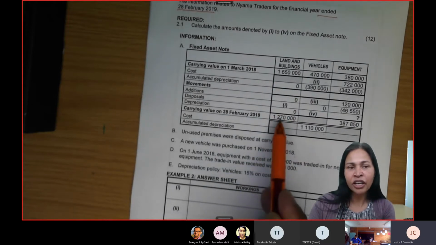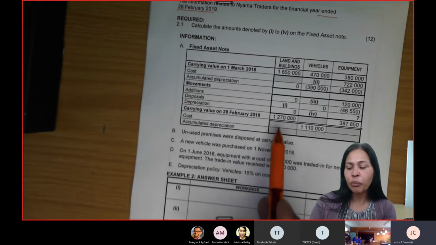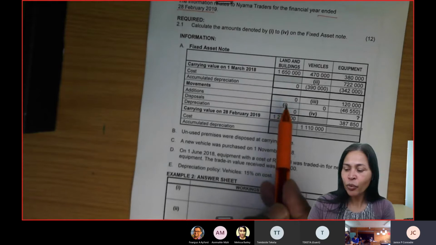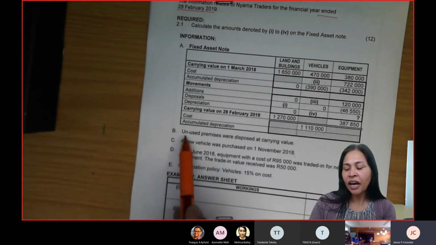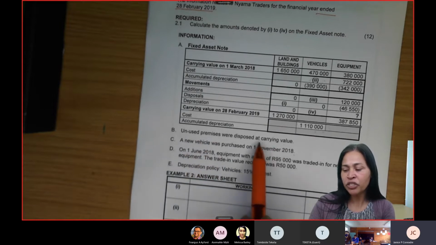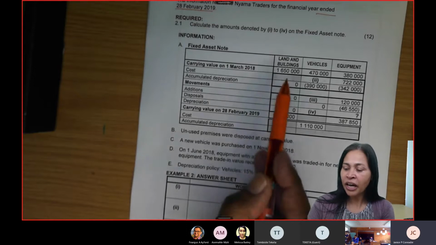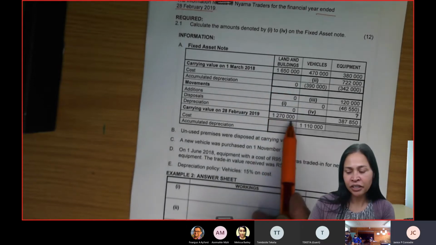And the same for the end of the year. So if my carrying value at the end is 1,270,000, then my cost would also be 1,270,000. Okay. They want us to find that disposal. And I'm looking at B. Unused premises were disposed at carrying value. How do I calculate that one? I only have a carrying value at the beginning and I have a carrying value at the end.